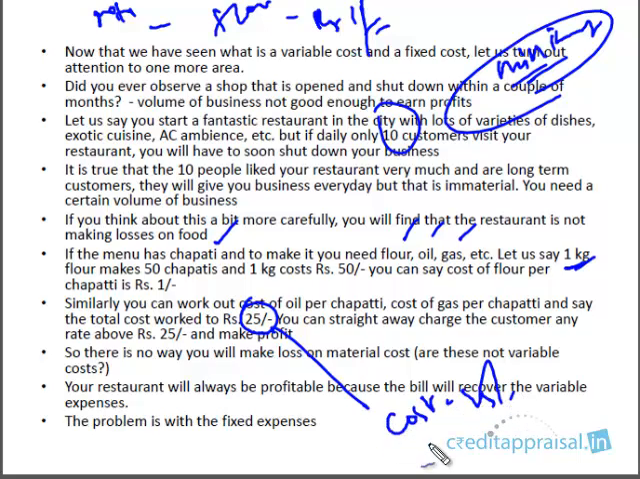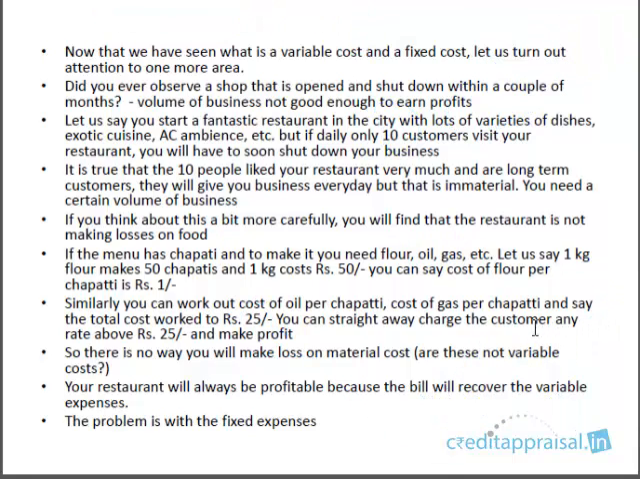So in no case will your selling price be less than 25, obviously, because once you sell the item below 25, you will be incurring a loss. So definitely the minimum price of this item will be 25, plus maybe some profit which you need to recover. This is the material cost, and you are not going to charge anything less than that. This is the variable expense.